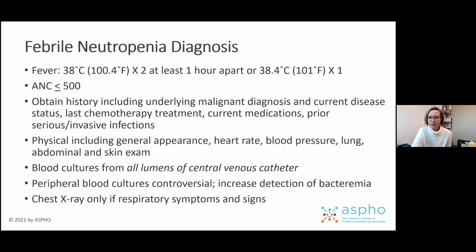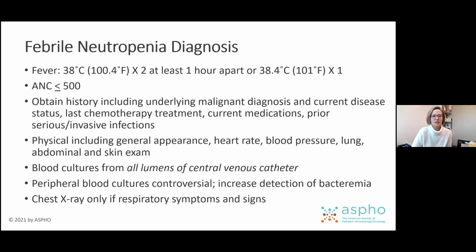So fever in an oncologic patient is typically defined as 2 low-grade fevers within a 24-hour period, or a temperature of 38.4 degrees Celsius once. Neutropenia has many different cutoffs, but in general, we think of those patients with an ANC less than 500 at highest risk of infectious complications.